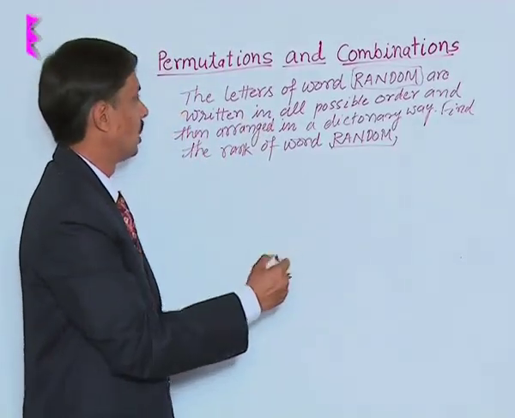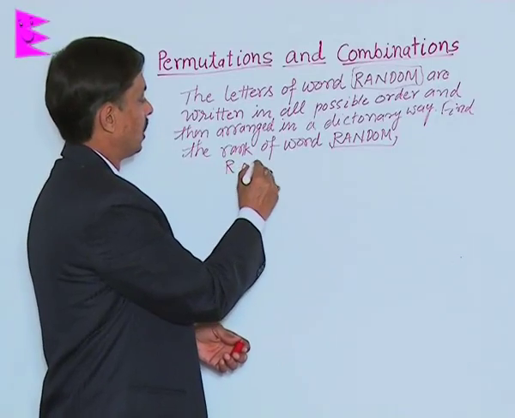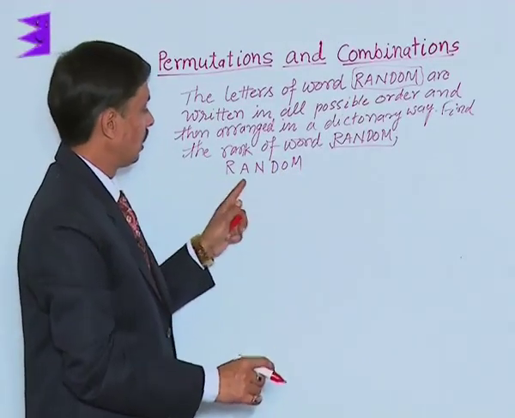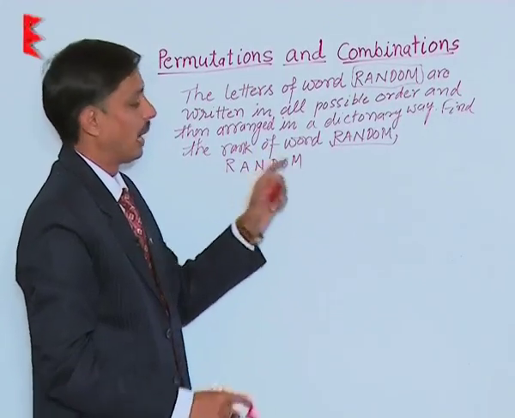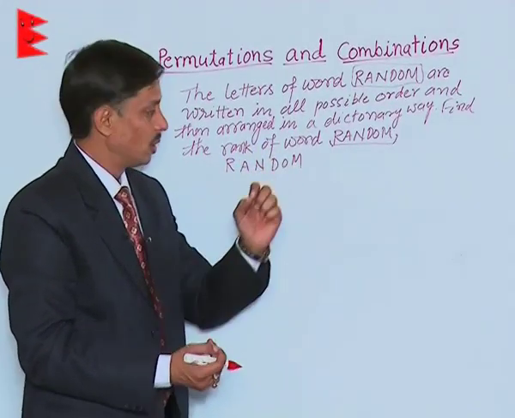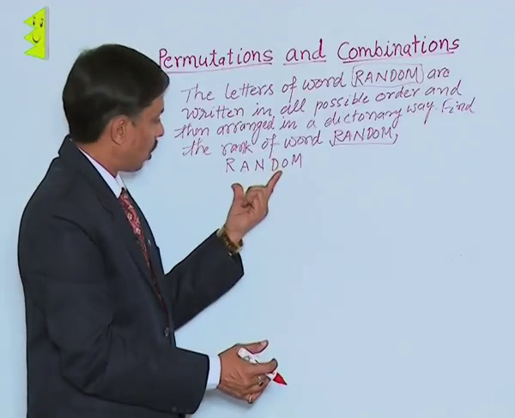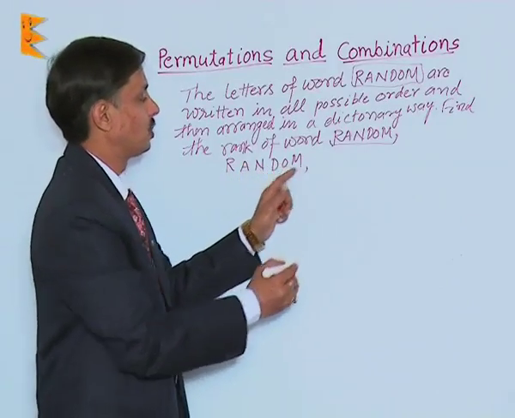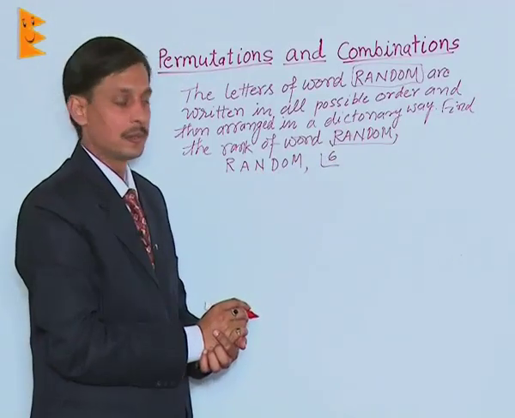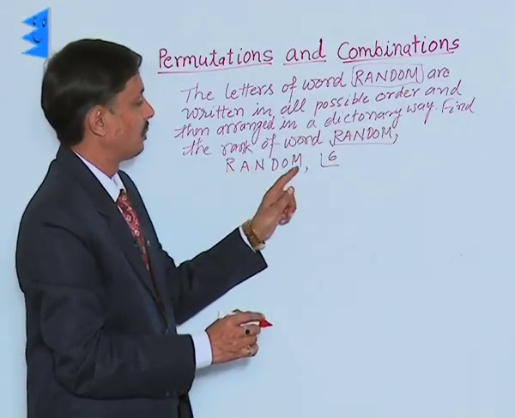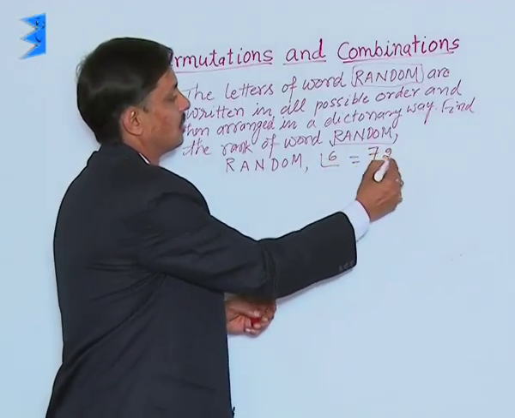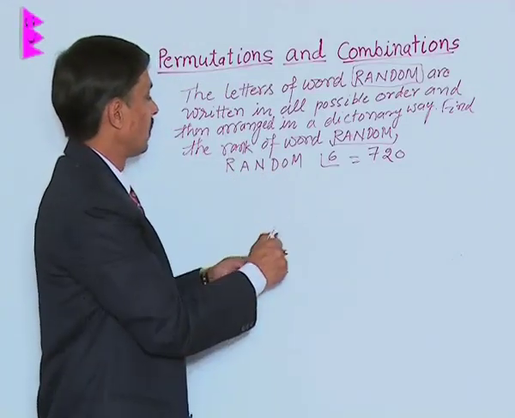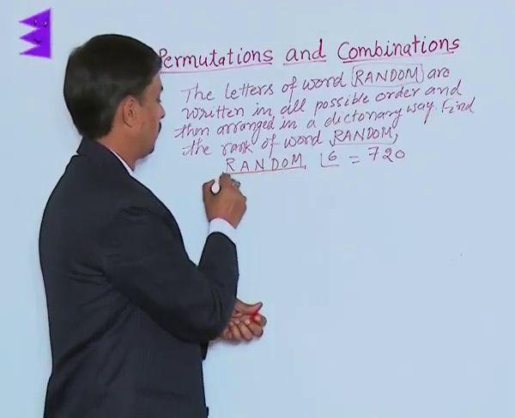So my first question is: in writing of random, what letters have been used? R, A, N, D, O, M. If we want to write all possible words, then the total number of letters is 1, 2, 3, 4, 5, 6. That is factorial 6, that is 720. So 720 words are possible by making use of random.